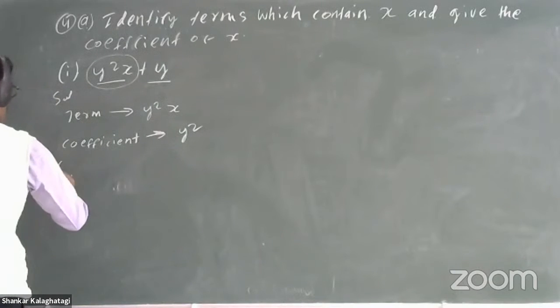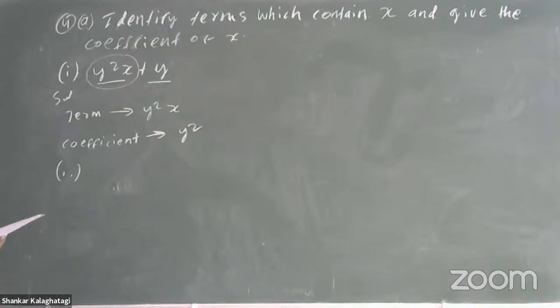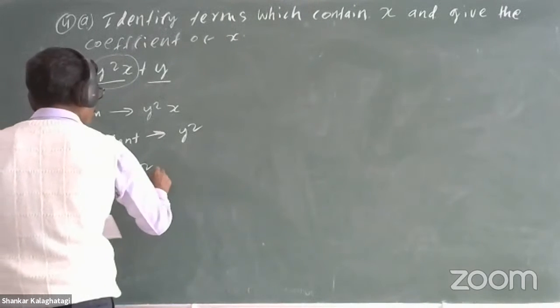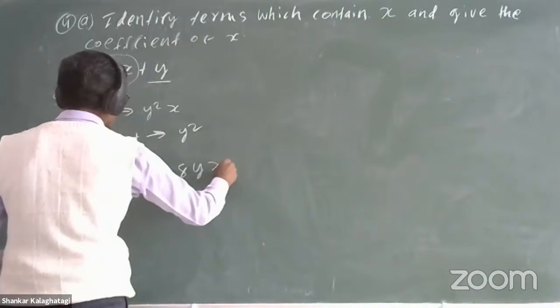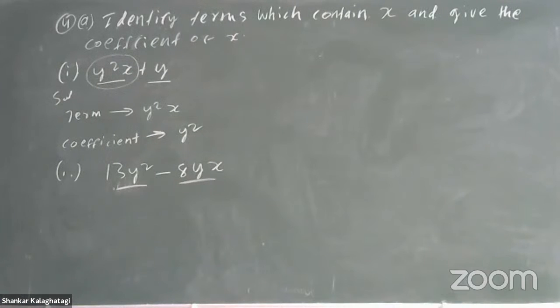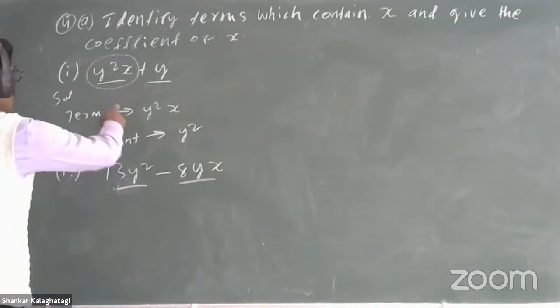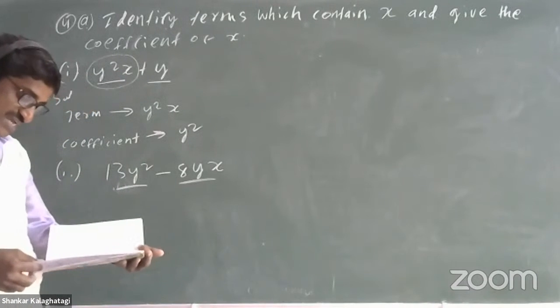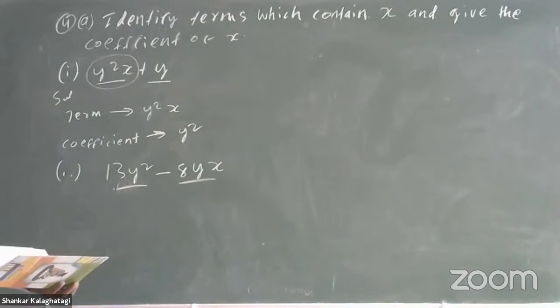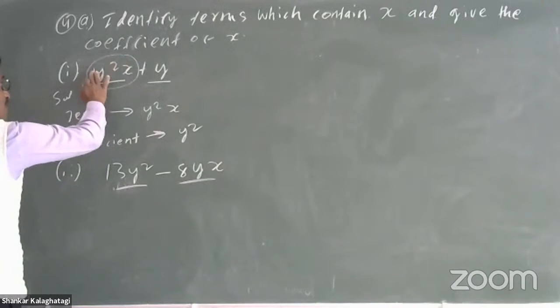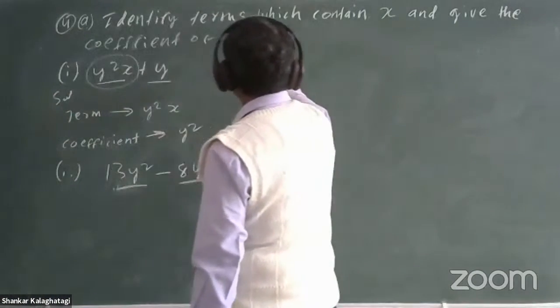Next, second: 13y square minus 8yx. Sir, coefficient of y square, not sir? Only y. Y square x is the problem, no? Correct, sir. Then, sir, I have not understood, sir. What has he asked, terms.